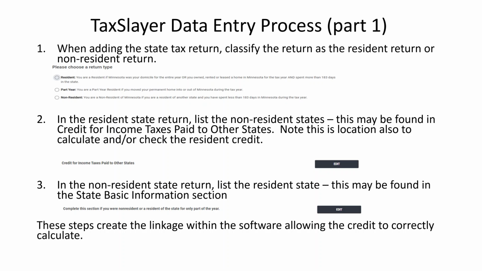In the resident state return, one of the items that you have to indicate is the non-resident state. So the place where you live wants to know where you worked. That's what bullet number 2 is about. The state that you lived in wants to know where you worked. And you're going to find this in the credit for income taxes paid to other state section of the software.